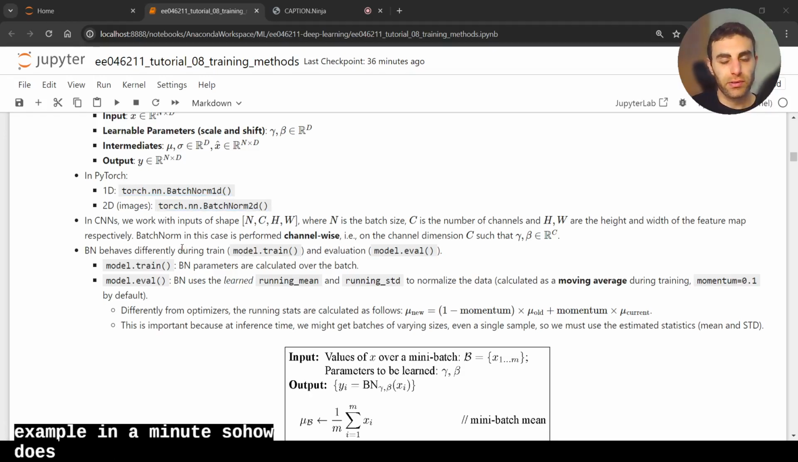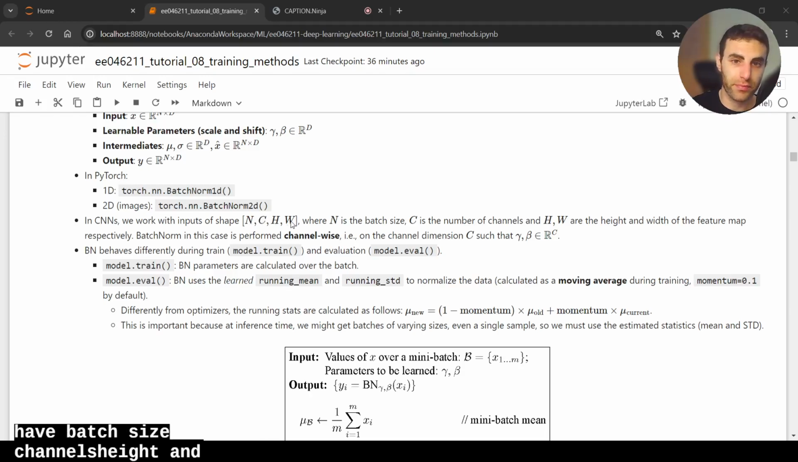So how does this work with 2D input? For example, images where we have batch size, channels, height, and width. The idea is that we are going to perform batch normalization channel-wise over the channel dimension. So gamma and beta, the scaling and shifting, are going to have the same size as the number of channels. I'll show you in a minute how we actually do this in practice. Basically we consider the batch dimension and the height and width, so when we perform the normalization, we end up with something of shape C, just the number of channels.